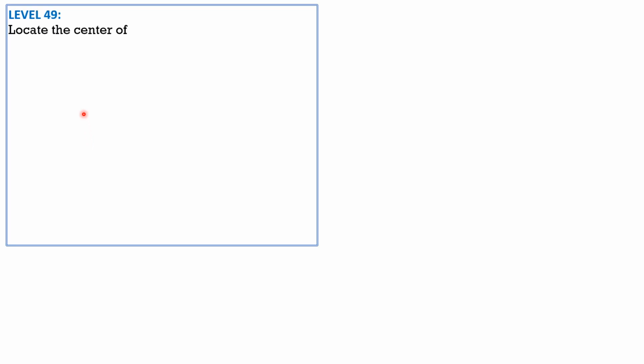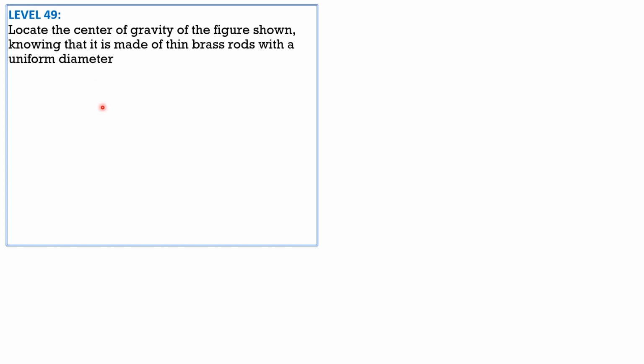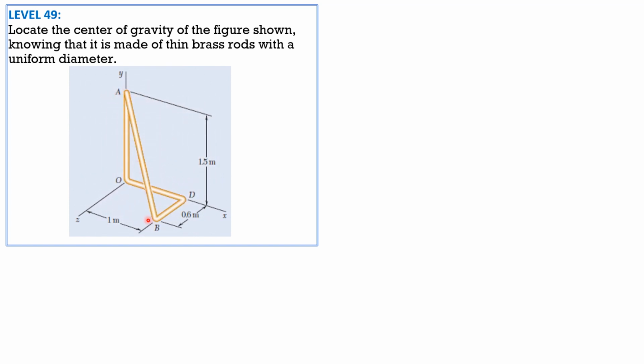level 49 problem. Locate the center of gravity of the figure shown, knowing that it is made of thin brass rods with a uniform diameter. So here's the figure. Then for the solution, let's call this element 1. Element 2 would be this OD. Element 3 DB. And element 4 this inclined sloping member AB.